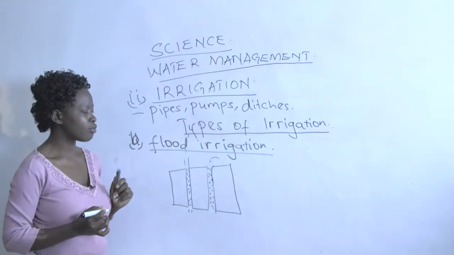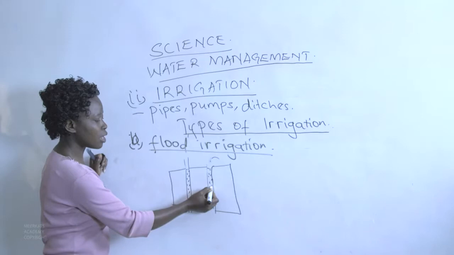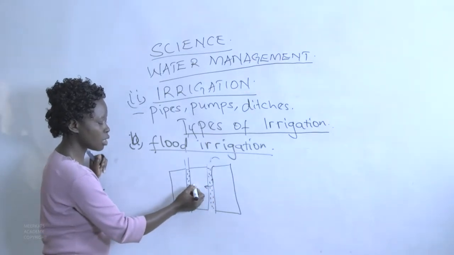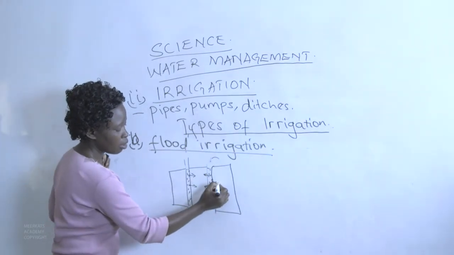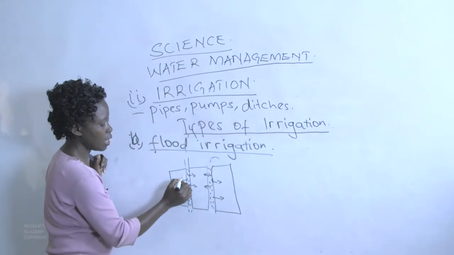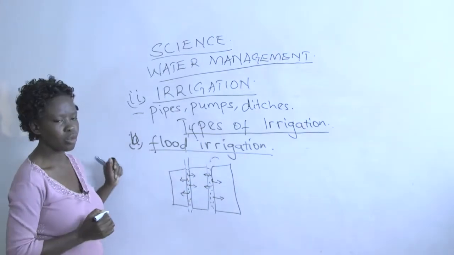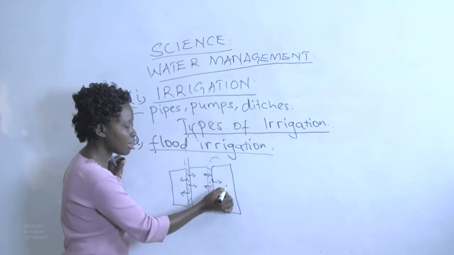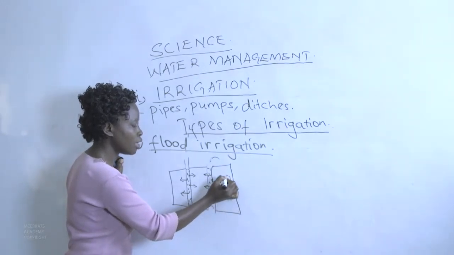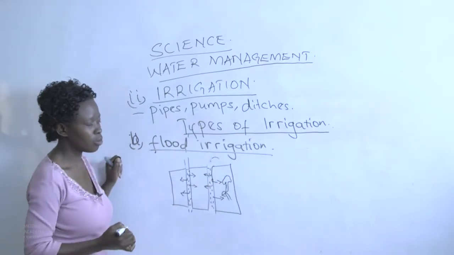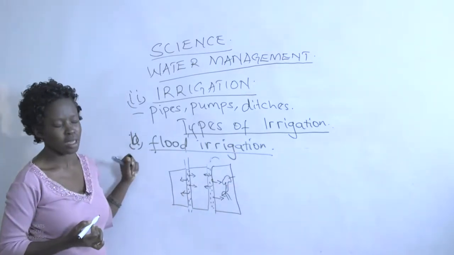So once the channels have been filled up with water, the water then percolates into the soil or the land. So we are having water percolating into the soil. Then it means the plants that are here will pick up this water from the roots, and the water is then moved up the plant onto the leaves and stems so that the transpiration process takes place.